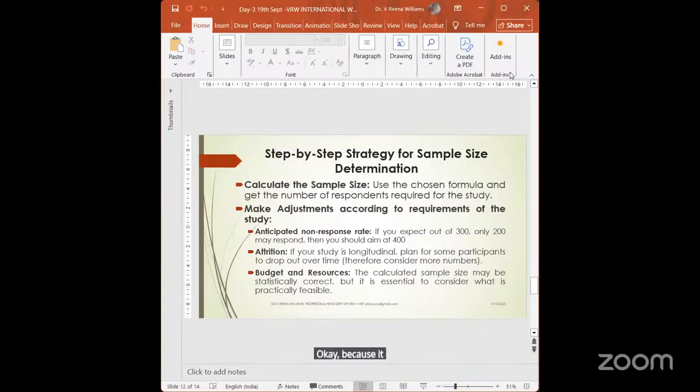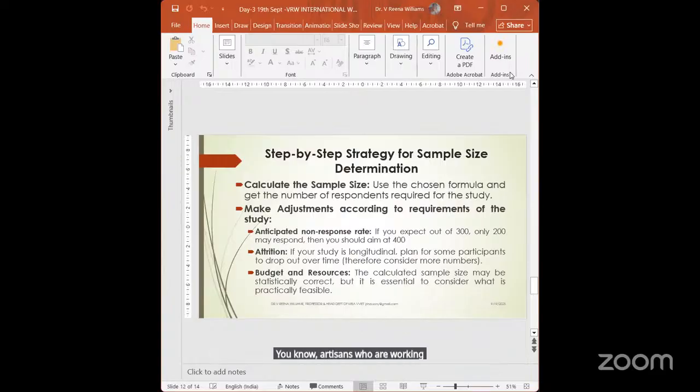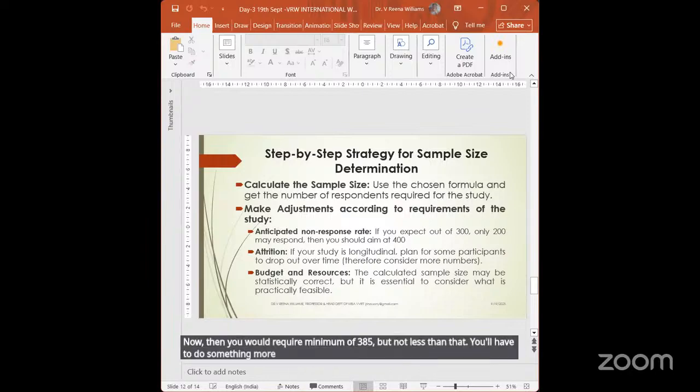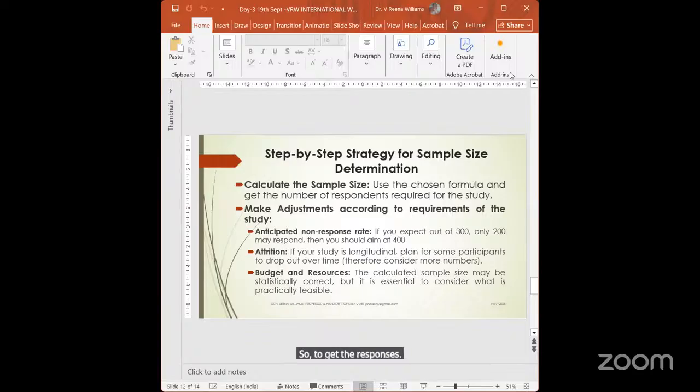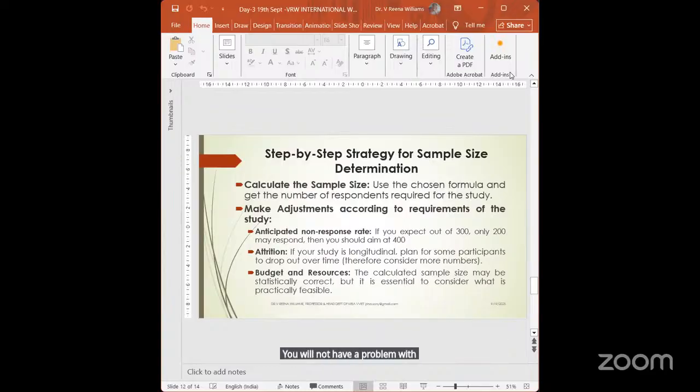Because you said Himachal Pradesh, that whole place, there will definitely be a lot of artisans working on mural art. In such a case, you would require a minimum of 385, but not less than that. You will have to take a little bit more, so that when you start doing the analysis, you will not have a problem and don't have to start all over again.